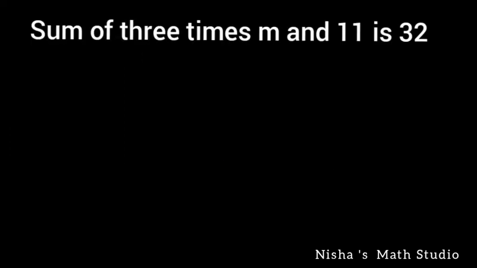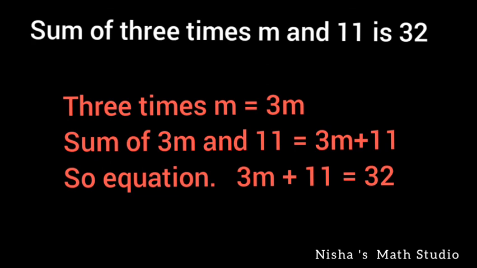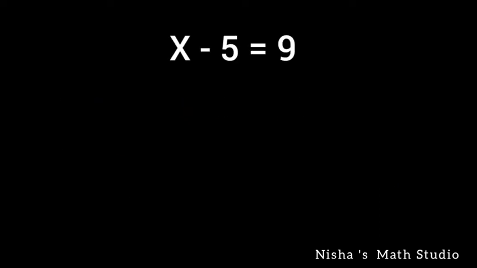Consider a statement, sum of 3 times m and 11 is 32. How do I convert it into an equation? First, 3 times m is written as 3m. Sum of 3m and 11 will be written as 3m plus 11. So the final equation will be 3m plus 11 is equal to 32.